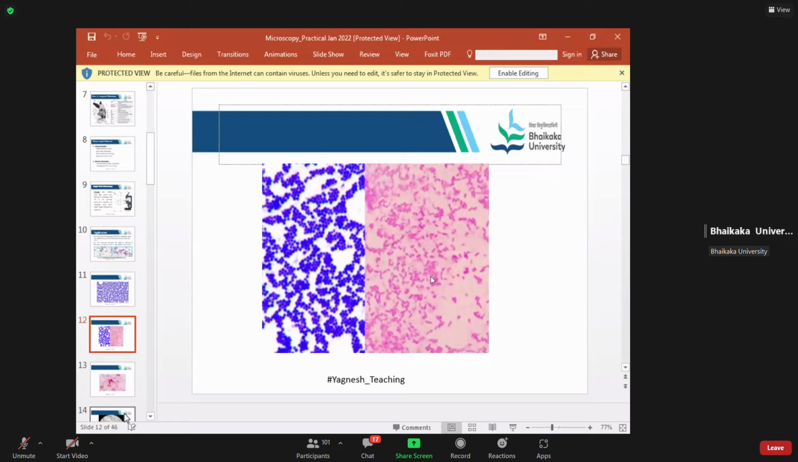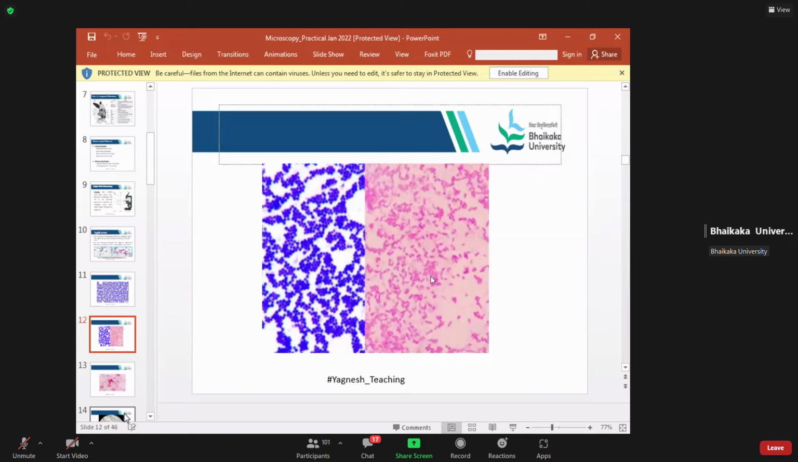So here we are speaking about three important morphological features along with the Gram's reaction. So actually there are four things. First is Gram reaction, second is size, shape, and arrangement. So we are speaking about four things.